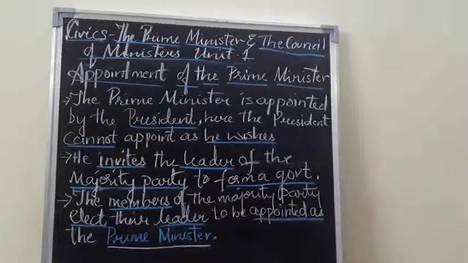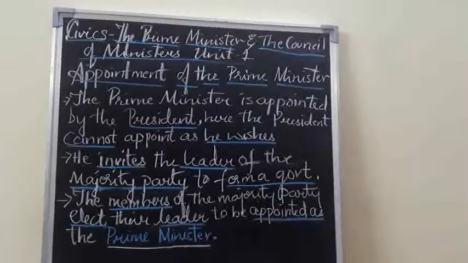As you all know, the Prime Minister is vested with more powers. He is the real head. Let's know how he is appointed. The Prime Minister is appointed by the President, and the President cannot appoint the Prime Minister as he wishes. The President invites the leader of the majority party or group in the Lok Sabha to form a government. The members of the majority party elect their leader to be appointed as the Prime Minister. It is then that the President appoints him as Prime Minister.